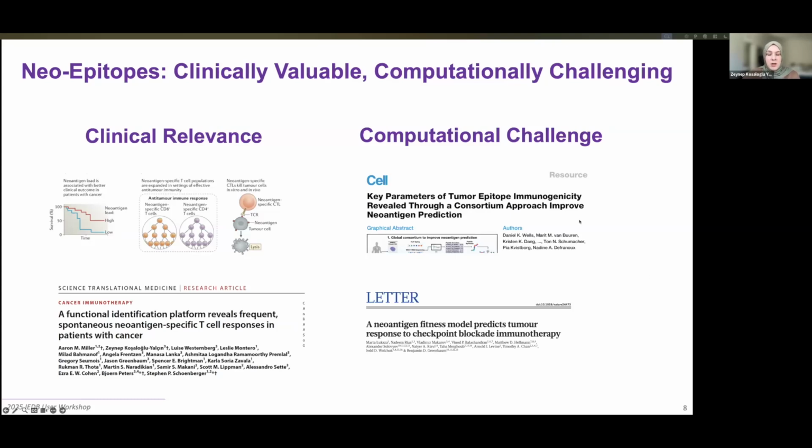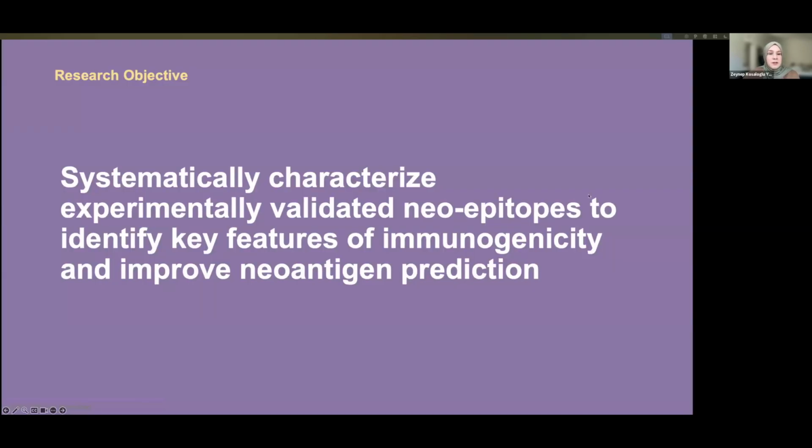And there has been a lot of work. There are many publications coming out trying to understand what makes a neoepitope actually immunogenic and how we can improve the predictions and develop better tools. And this is exactly where our meta-analysis comes in. By systematically analyzing the experimentally validated neoepitopes that we have in CEDAR, we can better characterize their features and ultimately contribute to improving these predictions.